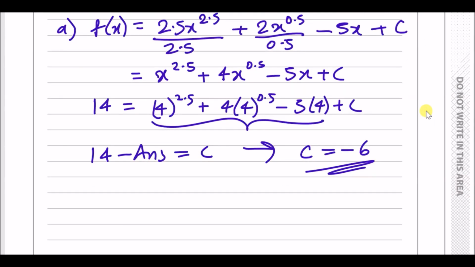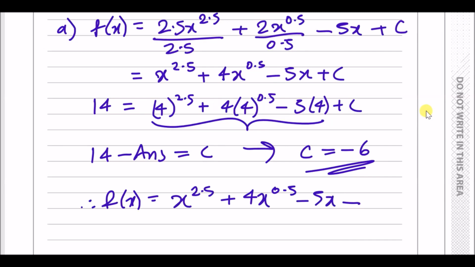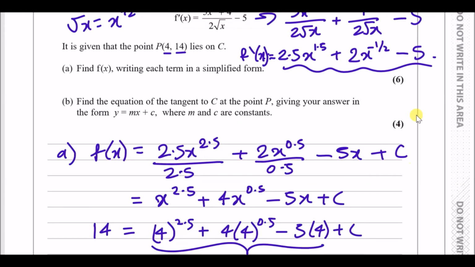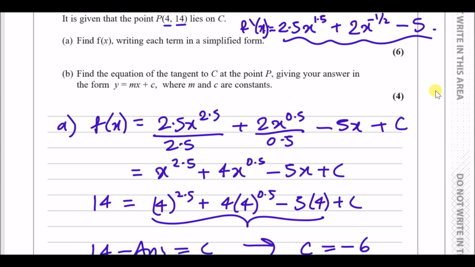We can say, therefore, the function of x is going to be x to the power of 2.5 plus 4x to the power of 0.5 minus 5x minus 6. And we're done. And you don't have to put that star. That star means done. All right, so since we've done the hard bit, let's try part B now.